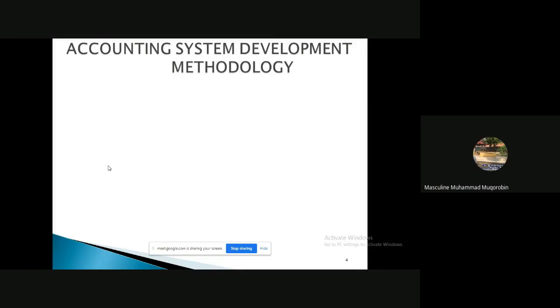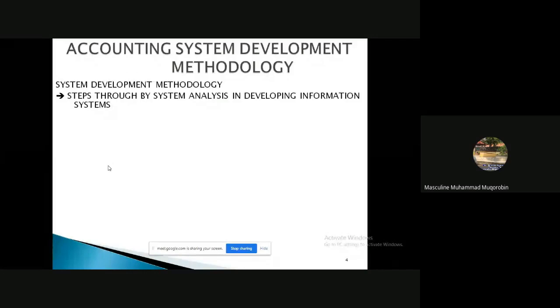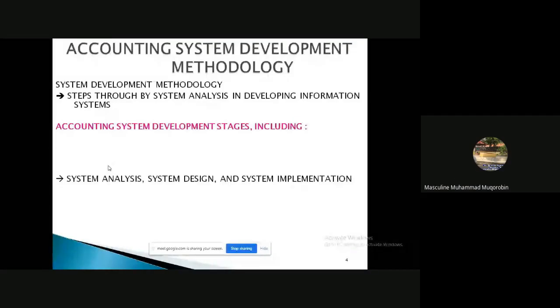Accounting system development methodology. System development methodology is the steps followed by a system analyst in developing an information system. Accounting system development stages include system analysis, system design, and system implementation.